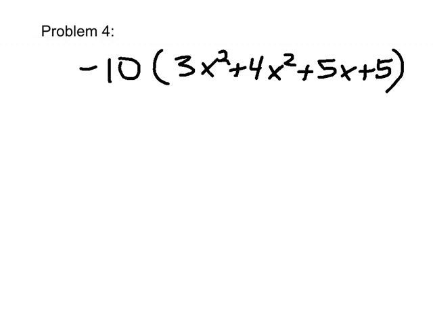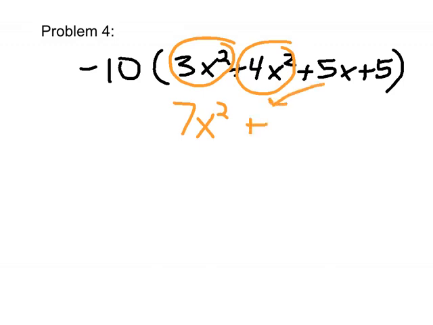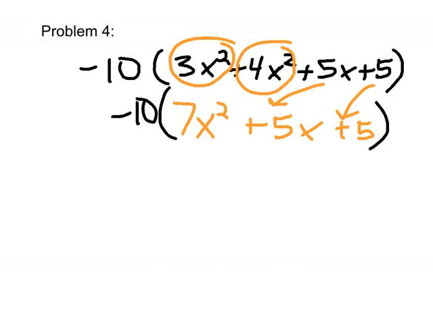Alright, problem number 4. Go ahead and hit pause if you need more time. 3x to the second power matches with 4x to the second power to make 7x to the second power. My 5x just comes down, and my 5 just comes down. That still sits inside the parentheses with negative 10 on the outside.